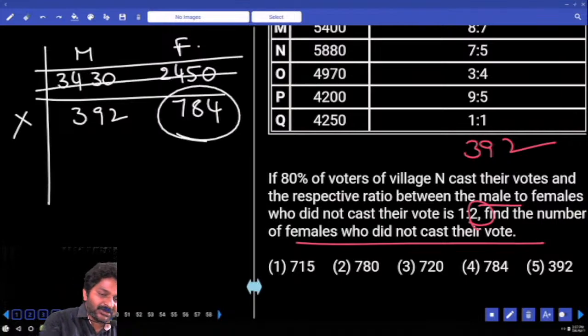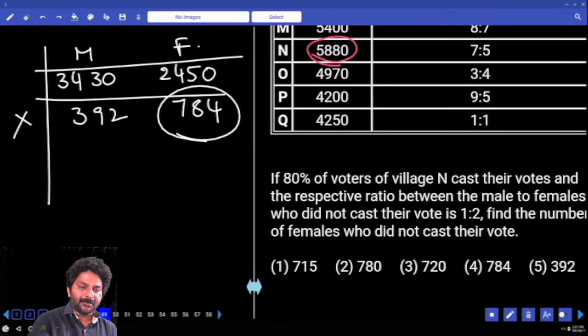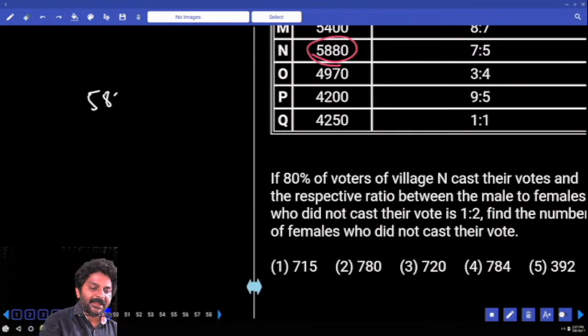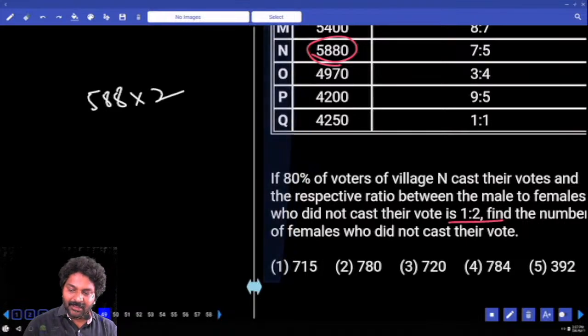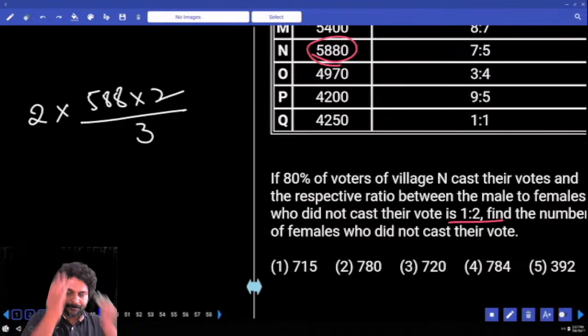784. These original numbers are also not required for us basically. అది కూడా అక్కర్లేదు మనకి. డైరెక్ట్ గా 20% క్యాలిక్యులేట్ చేద్దాము, which is 588 into 2. These many did not cast their vote, which is divided into 3 parts, and the question is about female. 2 times of it. Is that okay?